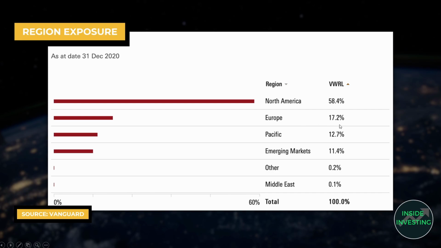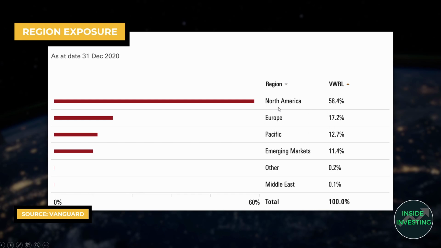If we then look at Europe, it's around 17%, the Pacific around 12%. Emerging markets are also included, so that's around 11%. And then we've got some other and Middle East as well. Overall, we're very happy with this. So we see that the region exposure is very much across the board, so across the globe.